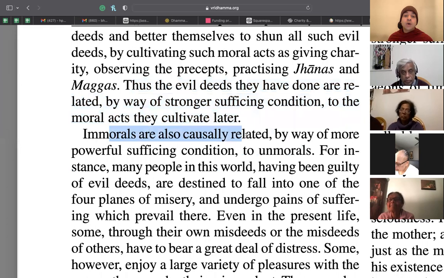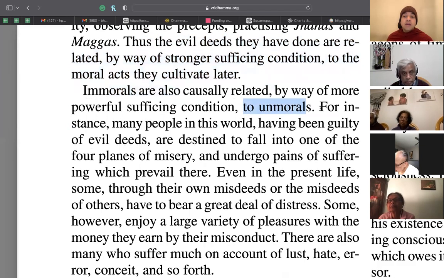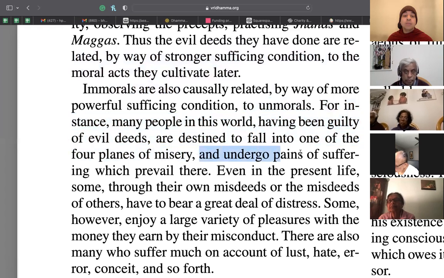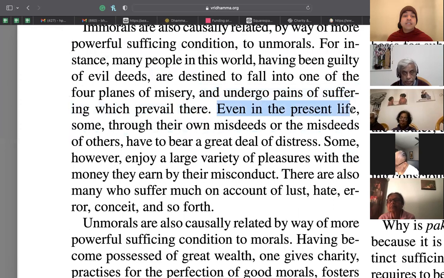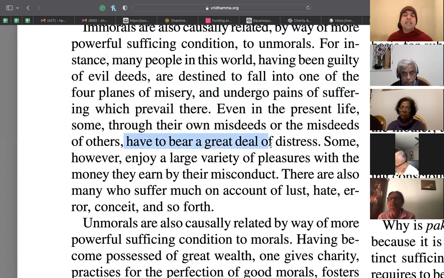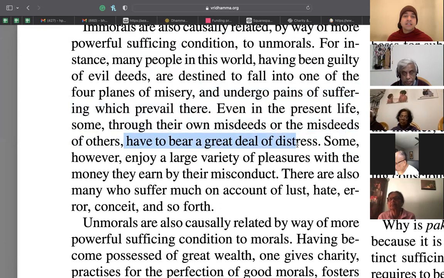Immorals are also causally related by way of more powerful condition to immorals. For instance, many people in this world, having been guilty of evil deeds, are destined to fall into one of the four planes of misery and undergo the pains of suffering which prevail there. Even in the present life, some, through their own misdeeds or misdeeds of others, have to bear a great deal of distress, right?